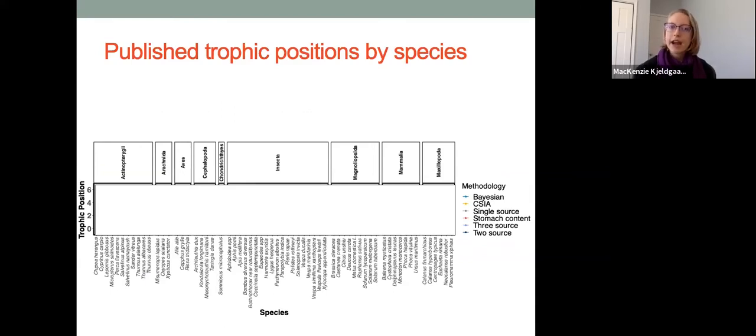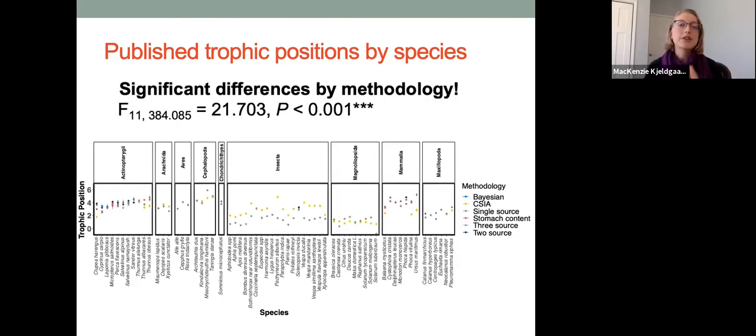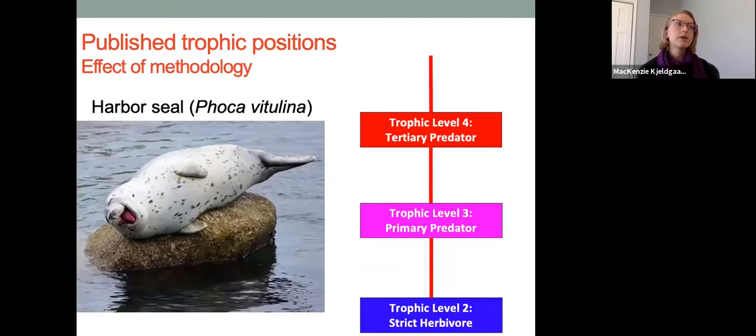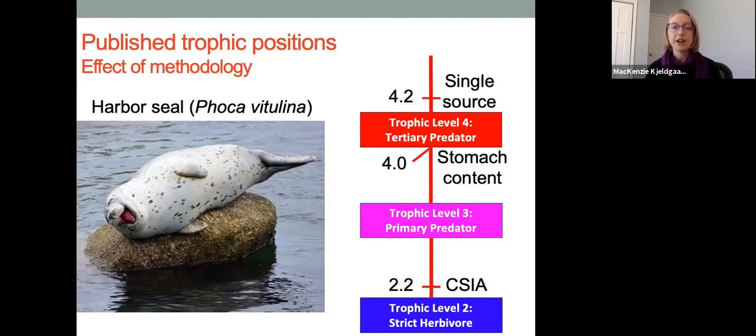Okay, so for the results here, I have my published trophic positions by species. All of the species are here on the x-axis, estimated trophic position on the y-axis. Here I'm filling in the data. There's quite a bit going on in this graph, but I essentially just want to show that there are significant differences depending on methodology. For example, if we look at the harbor seal, or Phoca vitulina, we can see that published trophic positions differ by as much as 2 trophic levels, depending on the methodology used. And so this has a pretty big impact on our overall conclusions because it ranges from thinking that the seal is a tertiary predator going all the way down to a strict herbivore.